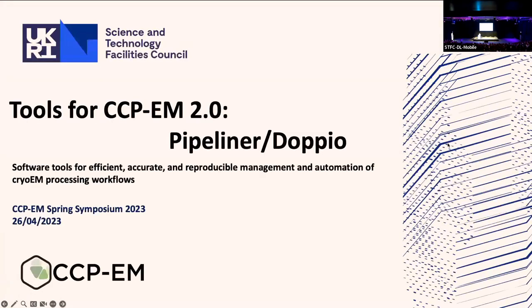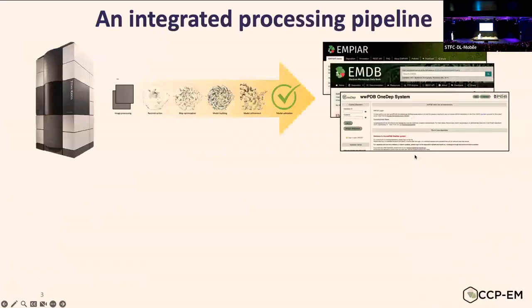So I'm Matt Iadanza. I'm a computational scientist at CCP-EM, and I'm here today to talk about new tools for the next generation of CCP-EM, which is two pieces of software called CCP-EM Pipeliner and Doppio. So our goal here is to build what we're calling an integrated processing pipeline that can go from raw data coming off the microscope through fully refined and validated atomic models ready to deposit in EMDB or PDB.